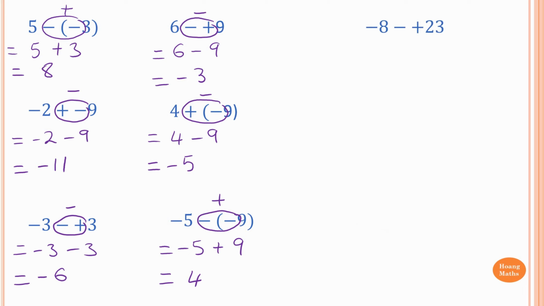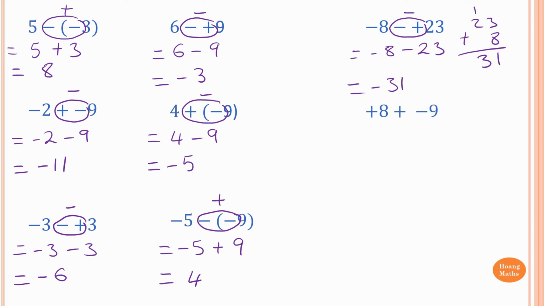Next one. Negative 8 minus positive 23. So this here, a negative and a positive. So first of all, we know that it becomes negative. So this will give me negative 8 minus 23. So you owe the bank $8 and you owe another $23. So altogether, you owe even more, right? So we add them up. So 23 plus 8. 3 plus 8 is 11. So we write 1 down, we carry 1. 1 plus 2 is 3. So it's 31. So the answer is negative 31.